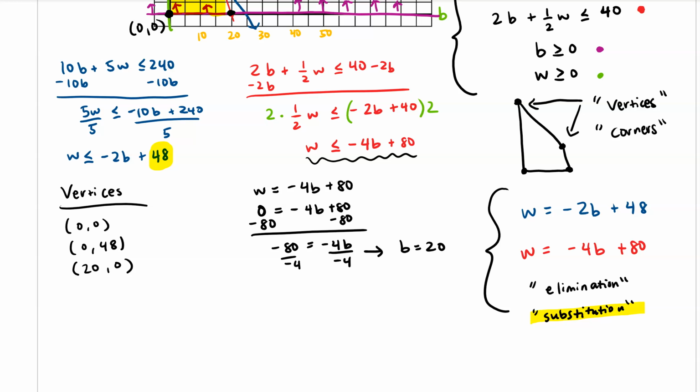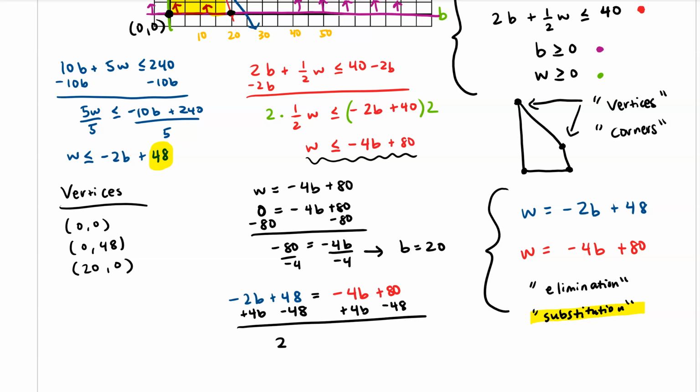I'm going to use the substitution method today, which I think is going to be a little bit easier because they're both already solved for W. So I can just set them equal to each other and solve for B. So I have negative 2B plus 48. That is the blue equation. I'm going to set that equal to the red equation, which is negative 4B plus 80. And now I can solve that for B. So I'm going to add 4B to both sides. And I'm going to subtract 48 from both sides.